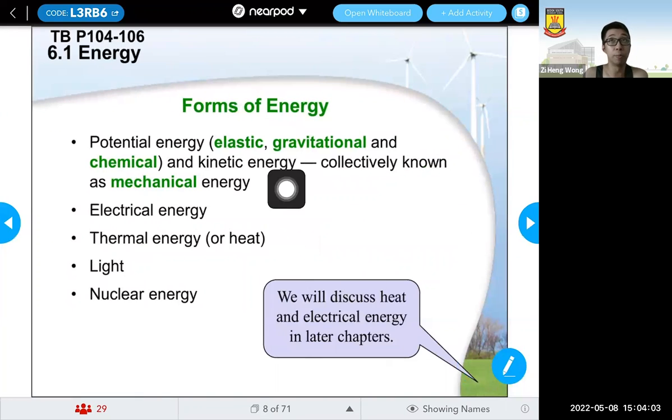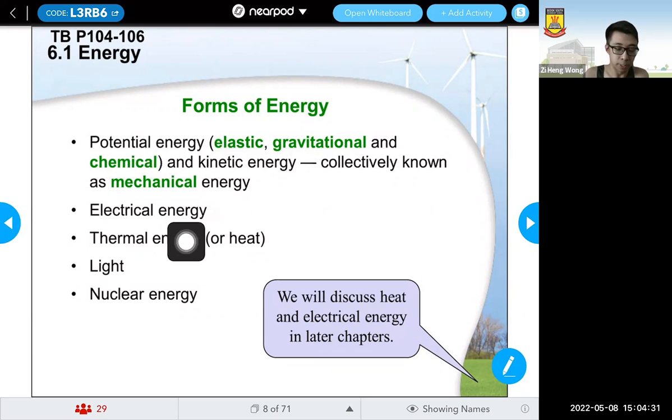So these are the common forms of energy you're expected to know. For potential energy, there are 3 types: elastic potential energy, gravitational potential energy, and chemical potential energy. Later we'll go into each one of them. And then there's also kinetic energy. These two are also known as mechanical energy, but we rarely use this term. We use more of these two, potential and kinetic.